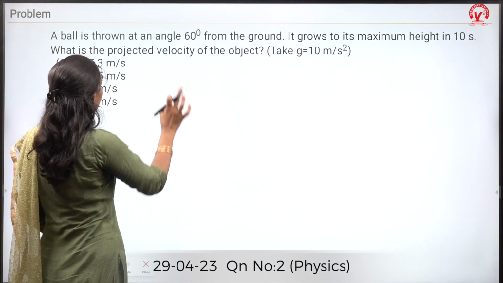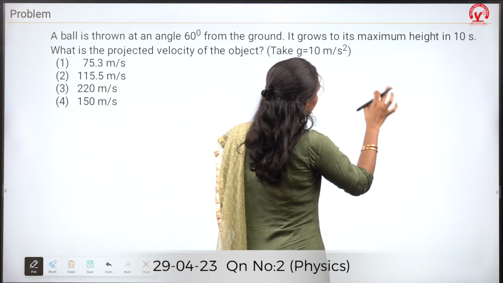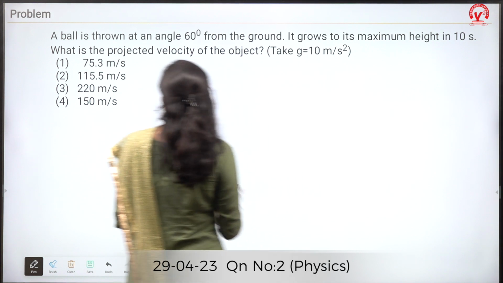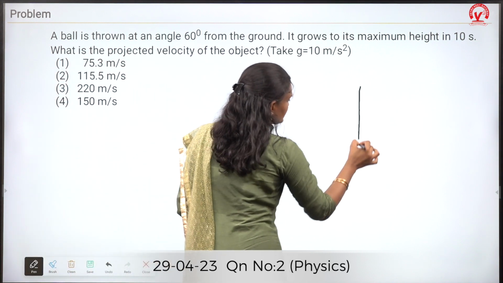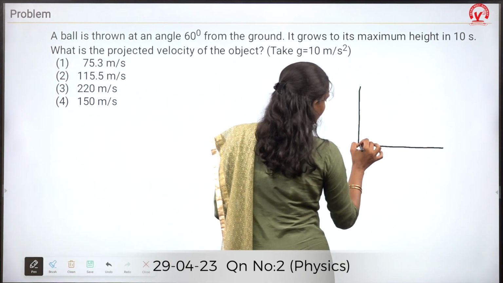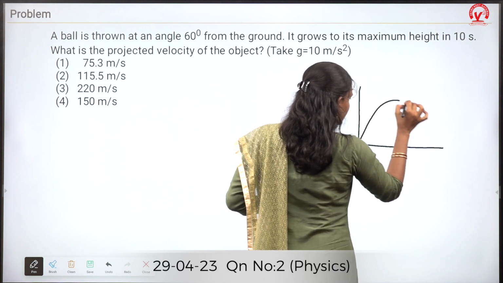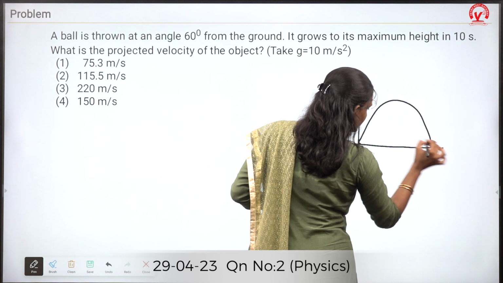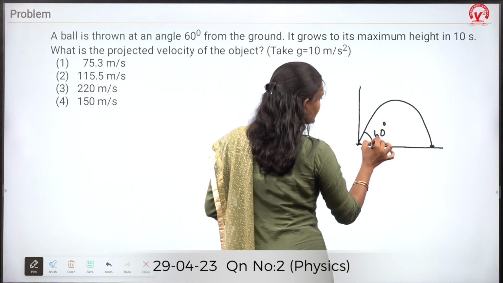A ball is thrown at an angle of 60 degree from the ground. It reaches its maximum height in 10 seconds. What is the projected velocity of the object? So here a ball is thrown from the ground at an angle of 60 degree. Now this is the ground. So it is thrown at an angle of 60 degree.